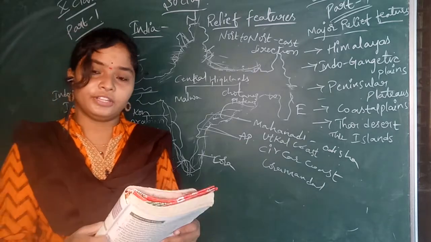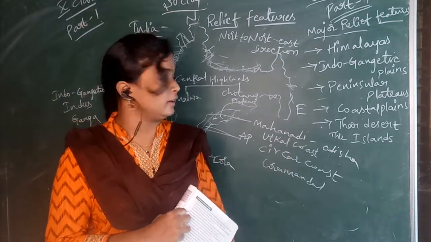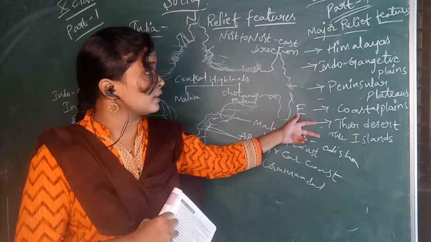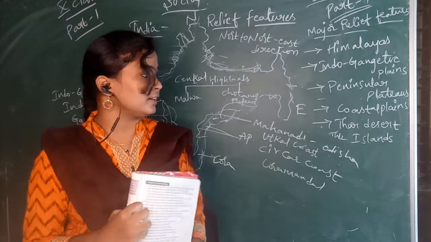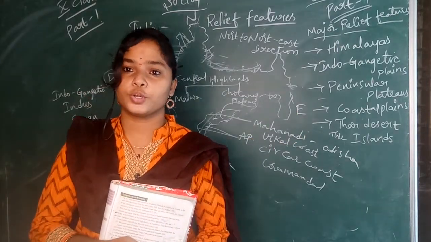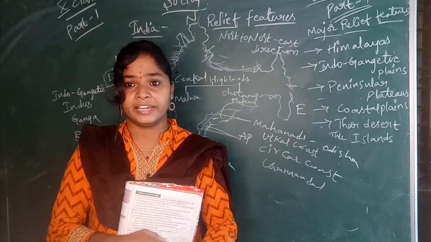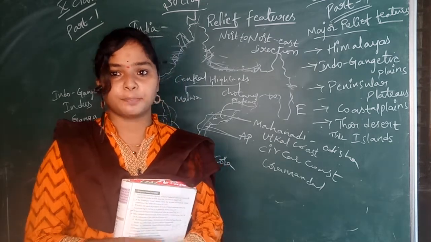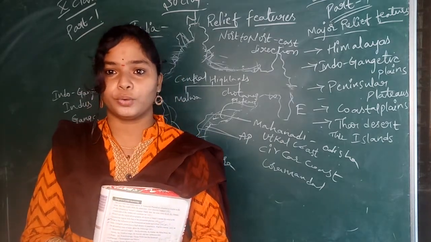There are 2 remaining relief features, the Thar Desert and the islands. You will learn about the Thar Desert and the islands in the next part. This is part 1, and in part 2 you are going to learn them.